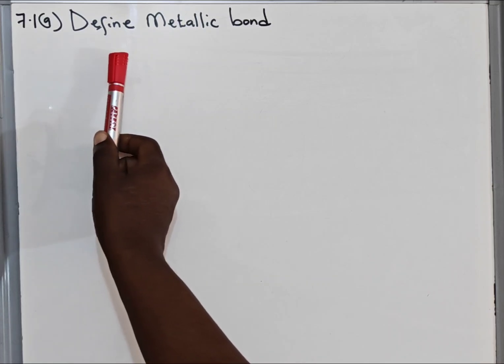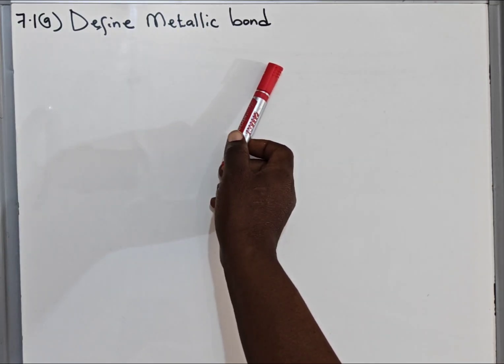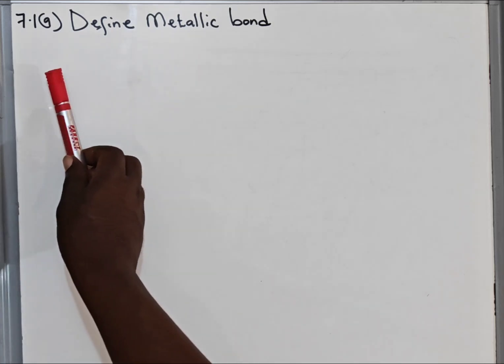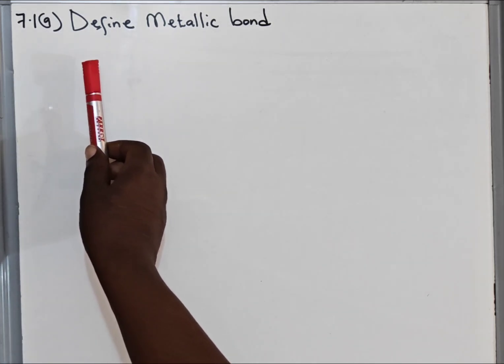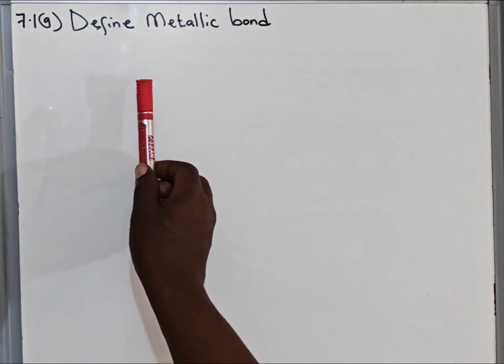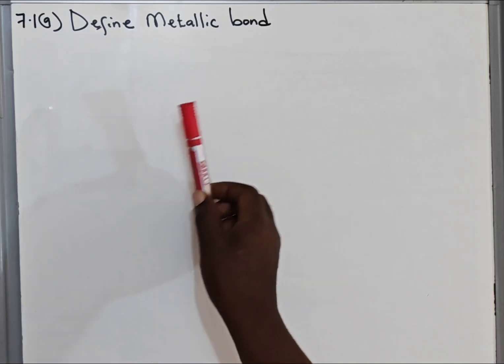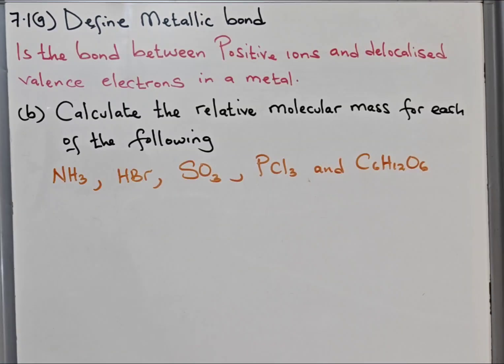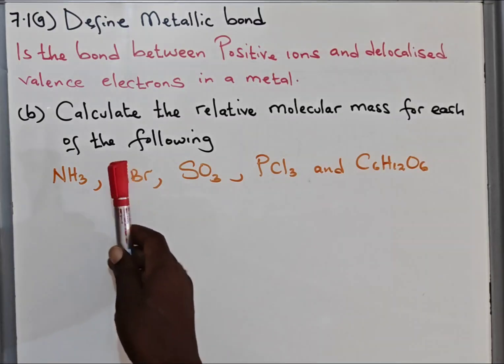We are looking at this question first. It says, define metallic bond. What is it? Metallic bond is the bond formed between positive ions and delocalized valence electrons.